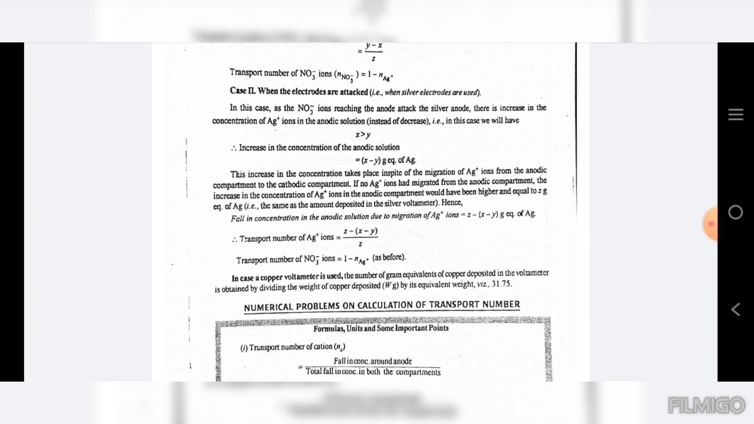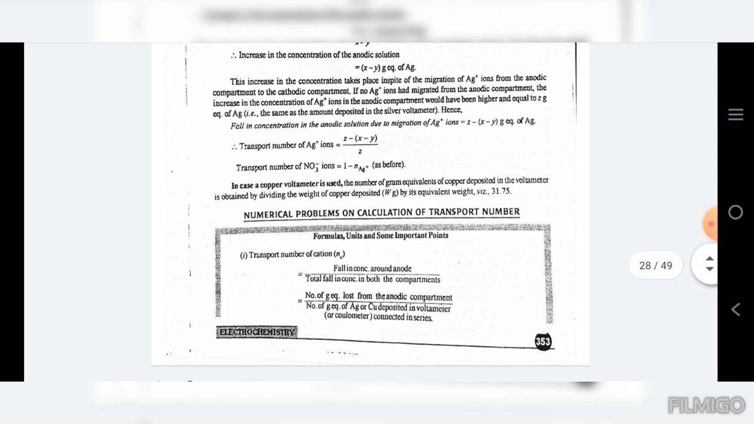Case 2. When the electrodes are attacked, when silver electrodes are used. In this case, as the NO3 negative ions reaching the anode attack the silver anode, there is an increase in the concentration of Ag positive ions in the anodic solution. In this case we will have an increase in the concentration of the anodic solution.